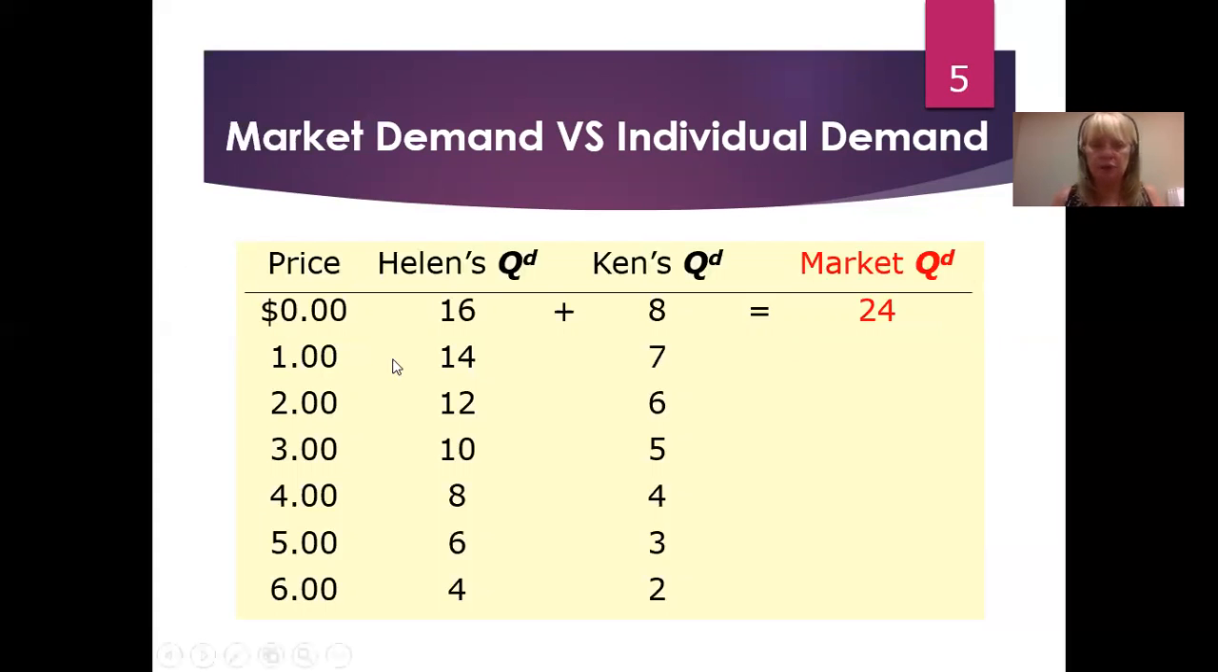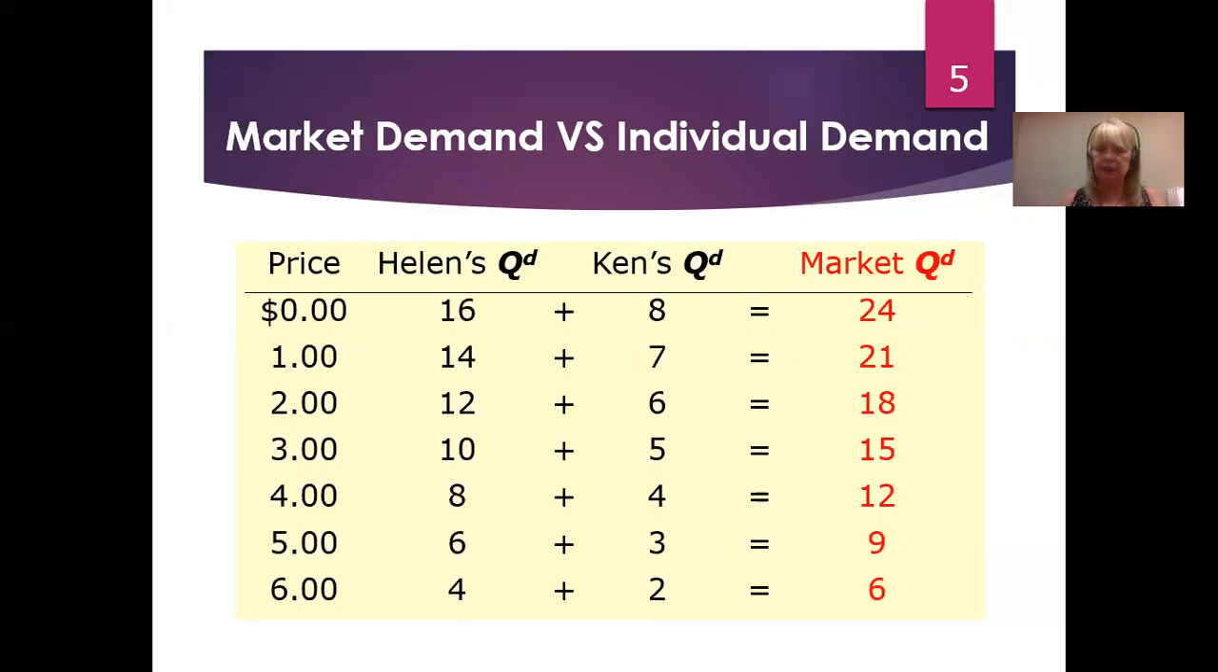How about when we go to $1? Helen's demand is 14. Ken's demand is 7. What's your market demand? 21. And you would fill them in the same way all the way down. So if you have more than one market participant, more than one buyer, which is almost always the case, then you would add together the individual demands for all the individual buyers to come up with the market demand.